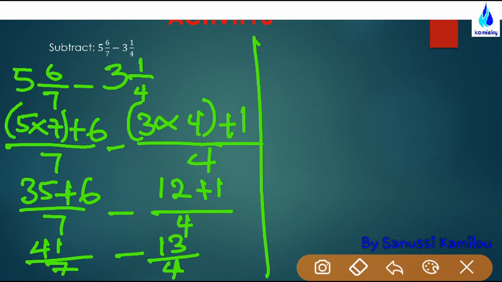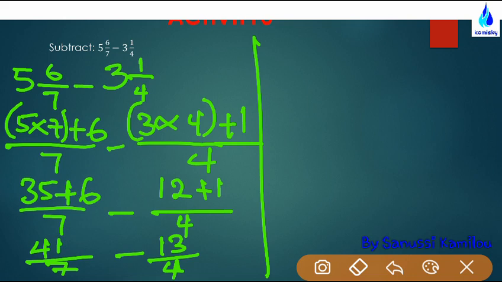Are they having the same denominators? No, they are different. So they are what we call unlike fractions. One is having as denominator 7, the other one is 4. So now we are going to rename these fractions, meaning we are going to find the equivalent fractions that will have the same denominators. So for that matter, we are going to look for our LCM before we can know what to do to get the same denominators.